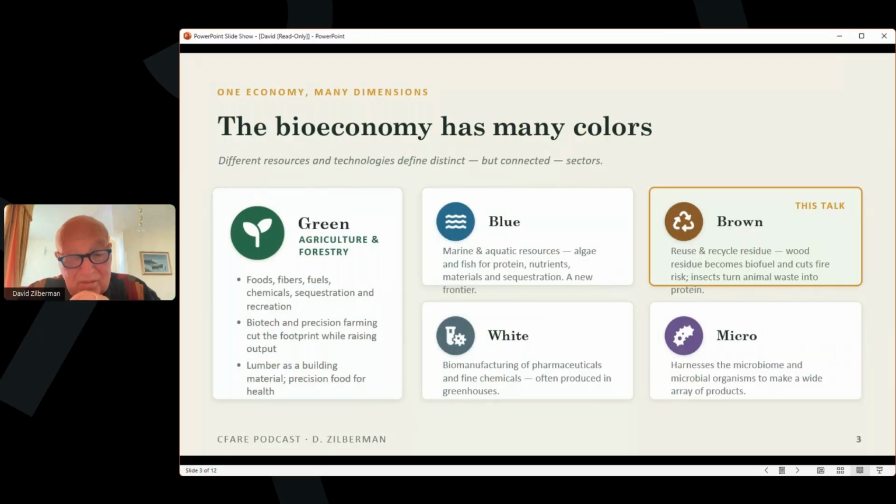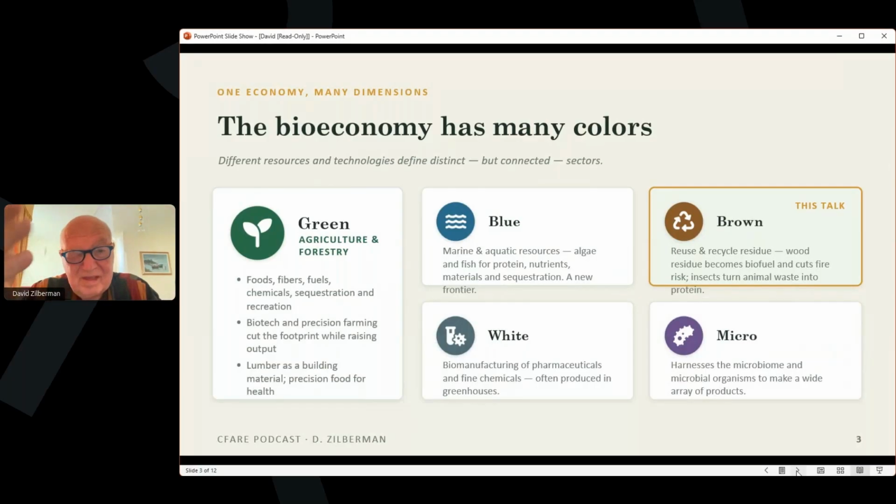we have the technology. Now, the second element is the blue bioeconomy that relies on algae, fish, and other creatures to provide an incredible number of products. The amount of material that can be produced from the sea is much bigger than we know because we are only now starting to work on it. Then we have the white bioeconomy, biomanufacturing of pharmaceuticals and fine chemicals.